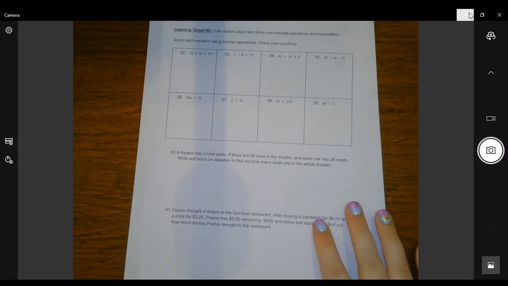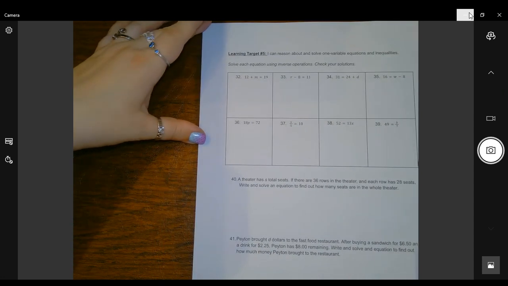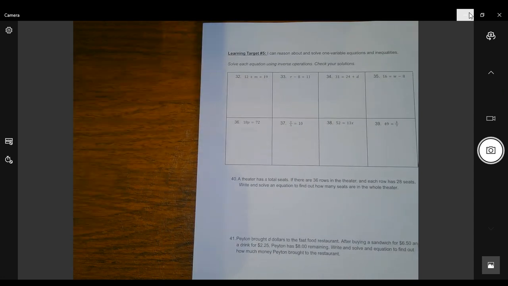Let's move on to the next page. Now we're finally solving basic one-step equations. Remember, our goal is to isolate the variable. So we always want to get the variable by itself. How do we do that? We do what's called the inverse step, which means the opposite of what's happening.